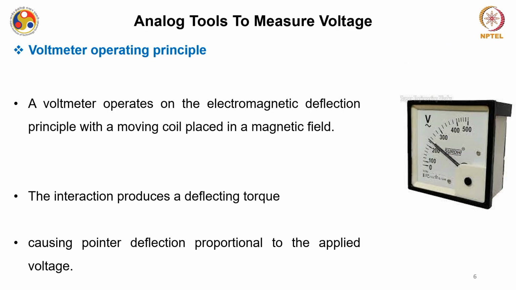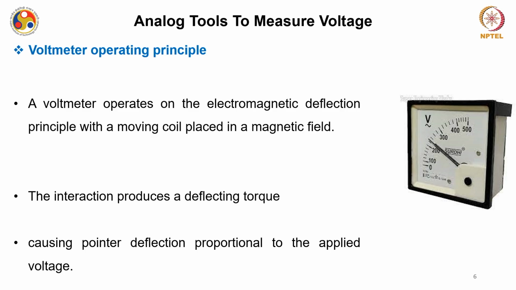A voltmeter, as we have seen in the case of the ammeter also, operates on the similar electromagnetic deflection principle with a moving coil placed in a magnetic field. Particularly, the tools we will be using for the development of these voltmeters are the PMMC tool, moving iron tool and electrodynamic tools. There are other tools like electrostatic indicating instruments, which cannot be utilized for current measurement and are exclusively reserved for voltmeters because of their structure and how they measure the voltage.